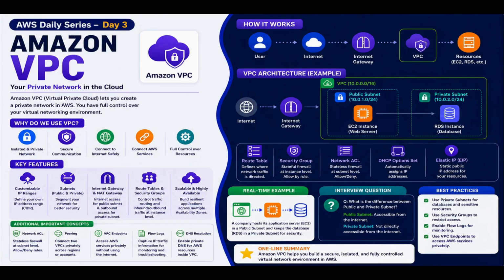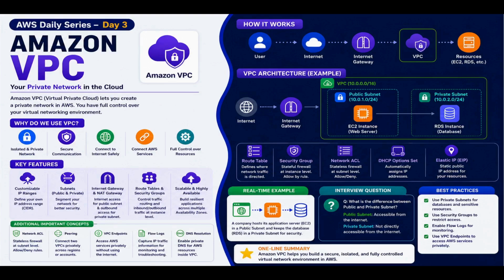Suppose a company hosts its application in AWS. The web application should be accessible to users through the internet, and the database should not be directly exposed to the public for security reasons. So, what companies do is they create a private network using Amazon VPC. Inside that VPC, the web server is placed in a public subnet and the database is placed in a private subnet. So this helps the companies to securely control how traffic flows inside their AWS environment.